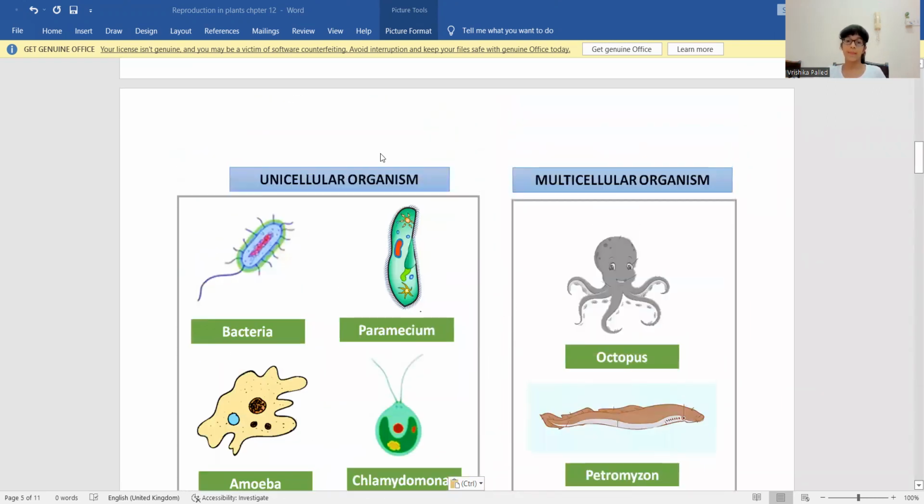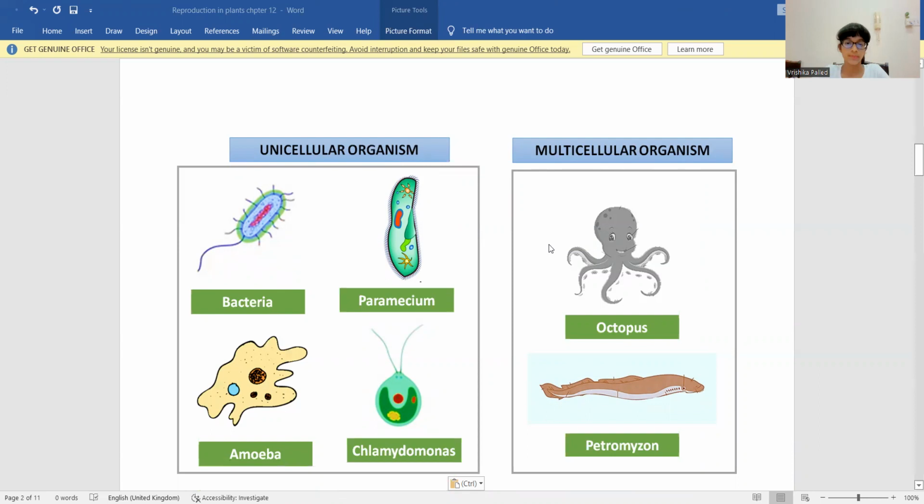Now let us see what are multicellular and unicellular organisms. In all organisms, cells perform the same functions that a unicellular organism can perform. So now let us see what is a unicellular organism. An organism which has only one cell is known as a unicellular organism. The organisms which have more than one cell are known as multicellular organisms. Let us see a few examples of unicellular organisms. Examples are bacteria, paramecium, amoeba, Chlamydomonas. Multicellular organism examples are octopus and petromyzon.